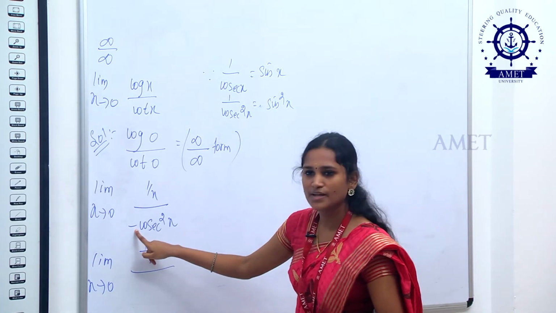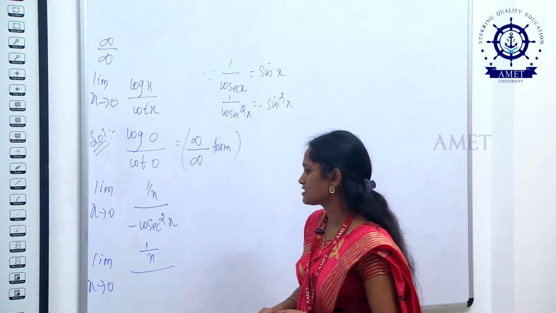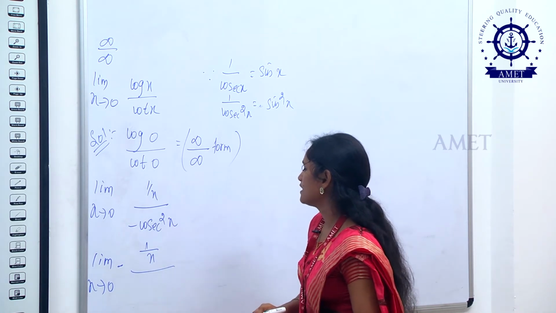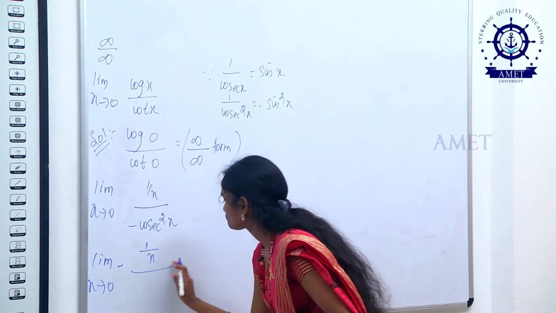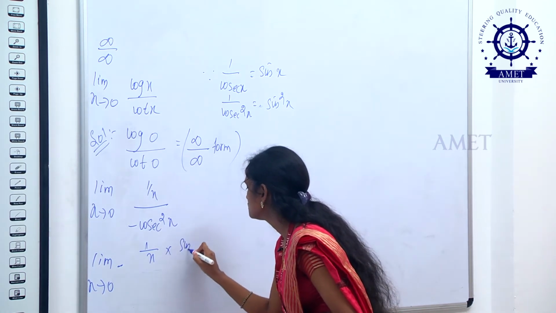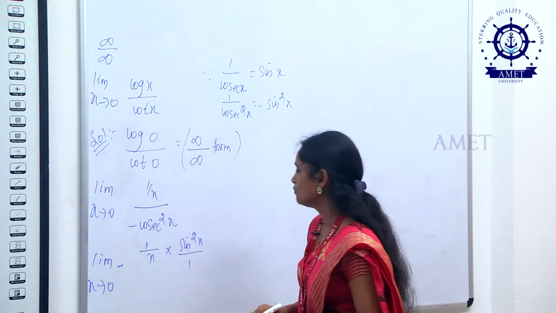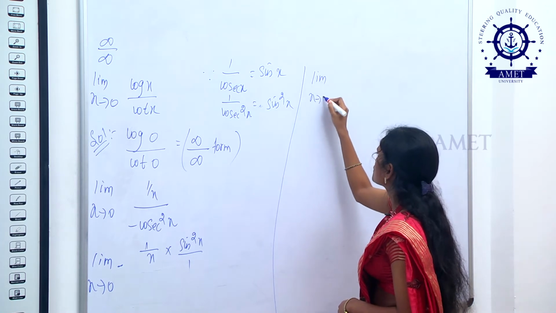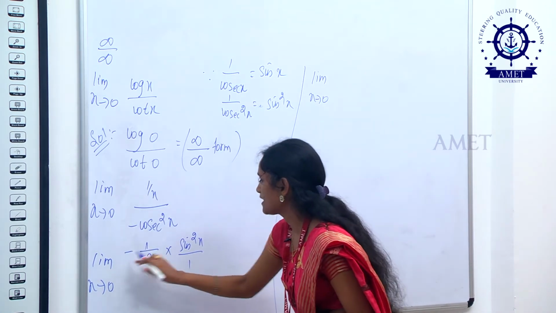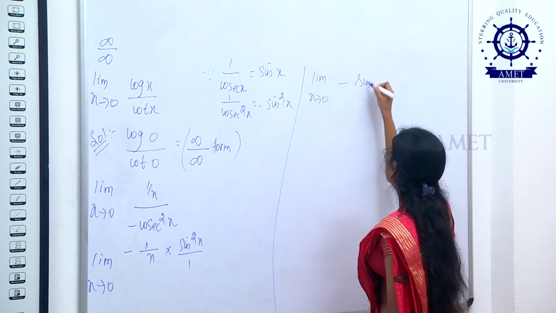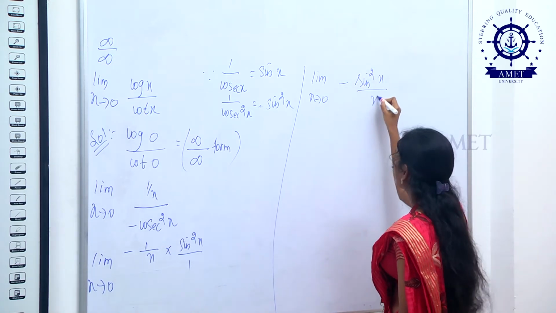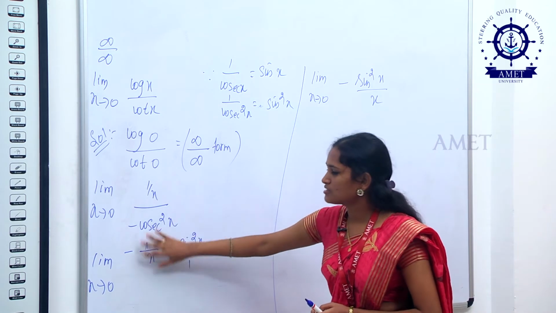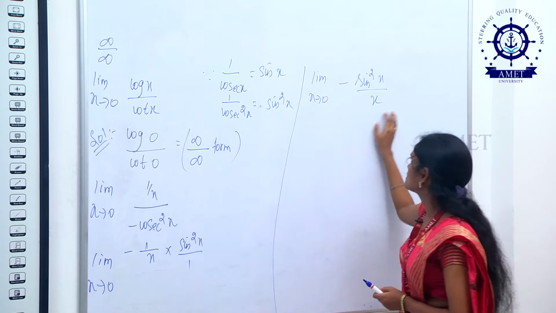Here it has a negative sign, so I have to put a minus. Minus of 1 by cosecant squared x is nothing but minus sin squared x divided by 1. So one more time, this is equal to limit x tends to 0 of minus sin squared x divided by x. This is a simplification we do before using the L'Hospital rule.